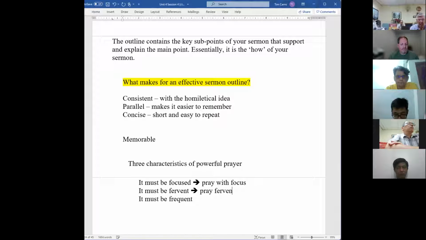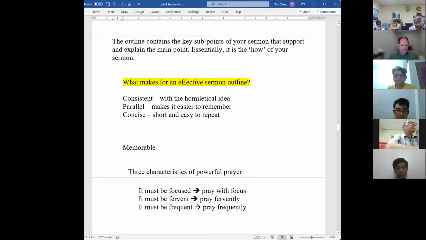Pray fervently. And pray frequently. See that? That's even shorter, two words, basically. And it's directed, which is the third thing. You want it to be directed to your hearers.